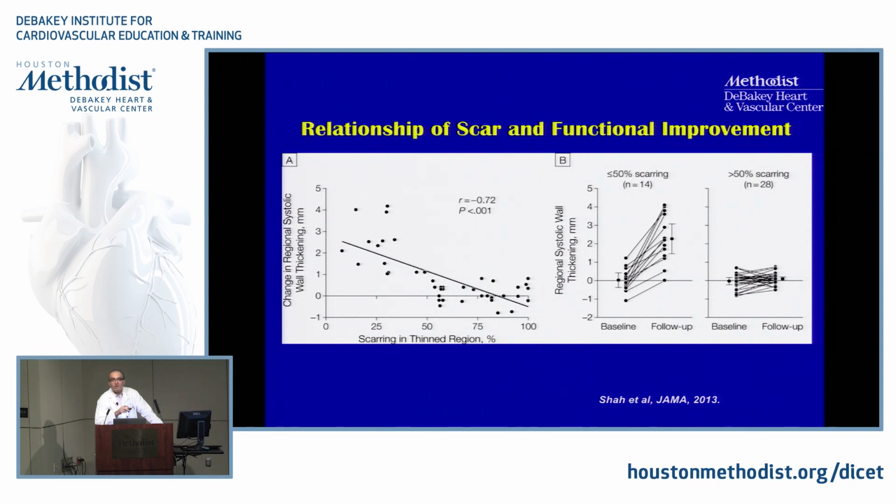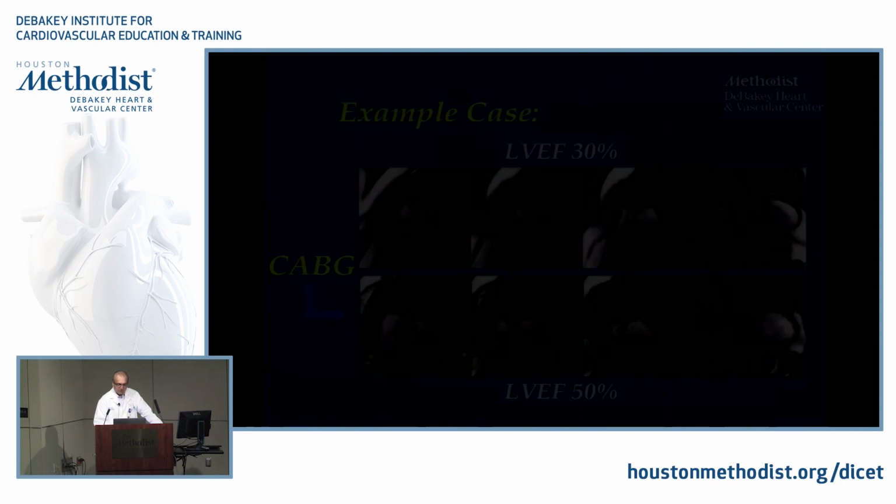And in fact, that 50% cutoff seemed to perform fairly well, in the sense that patients with wall thinning who had less than 50% enhancement within the thinned area all seemed to show improvement in regional systolic wall thickening, whereas for those patients with more than 50% scar within the thinned area, essentially none showed any significant improvement in contractile function.